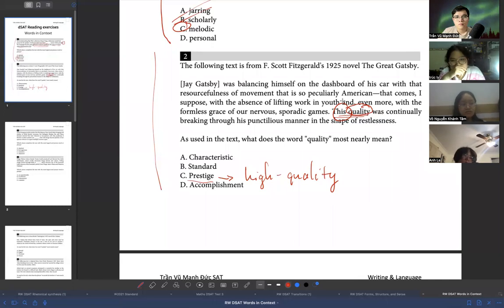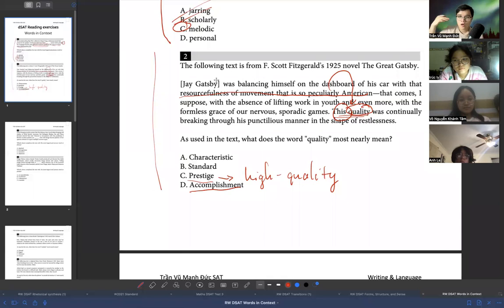Resourcefulness of movement. Exactly. The resourcefulness of movement that's so peculiarly American is this quality. And can it be prestige? Can it be accomplishment? They can't be something prestigious, can they? This is a perspective, just a property of a person. So it's more like a characteristic of someone rather than an achievement, right? So it can't be C or D. It has to be A.